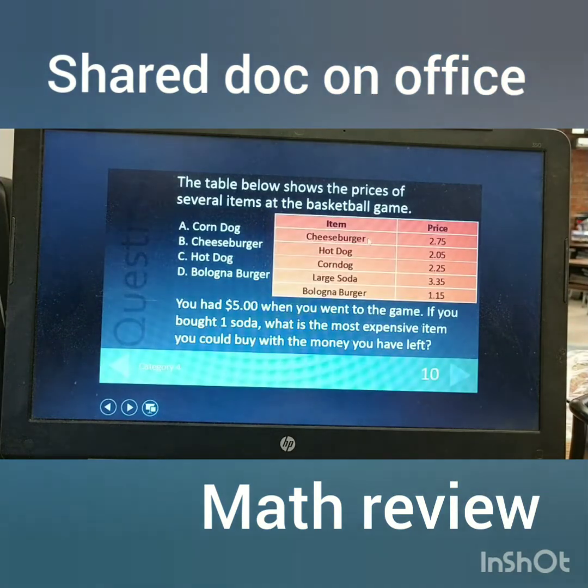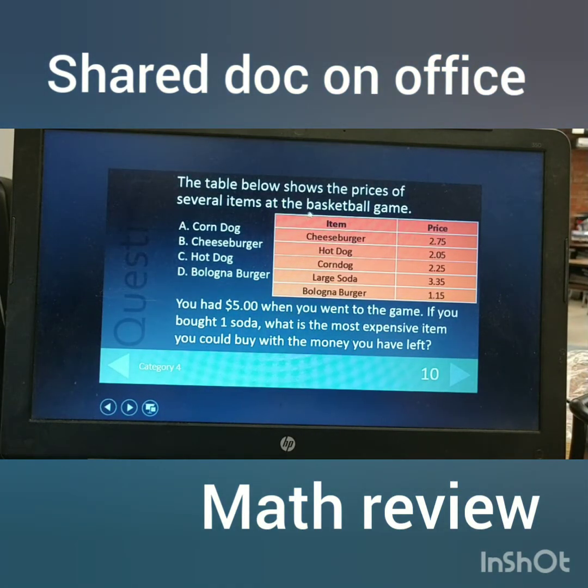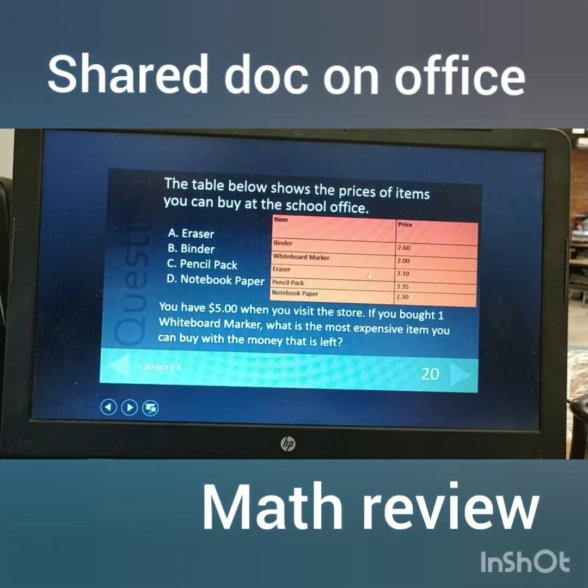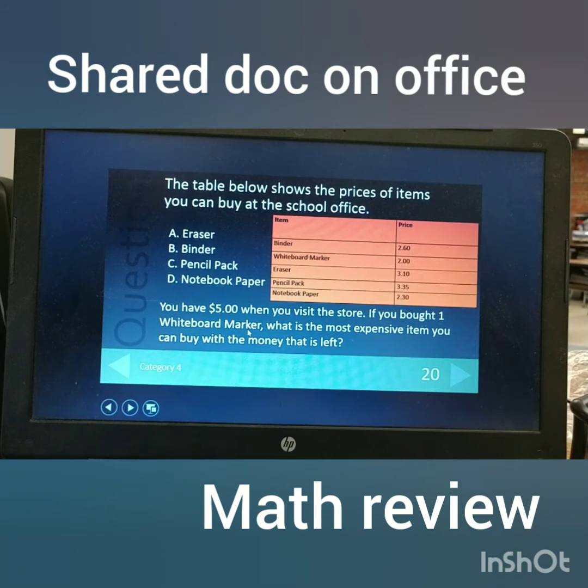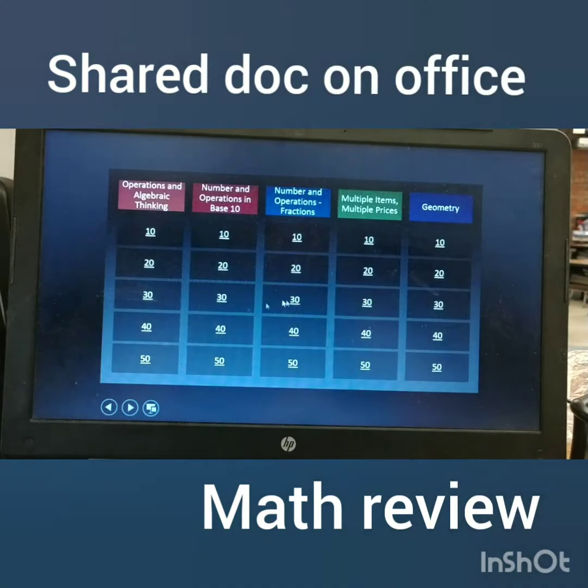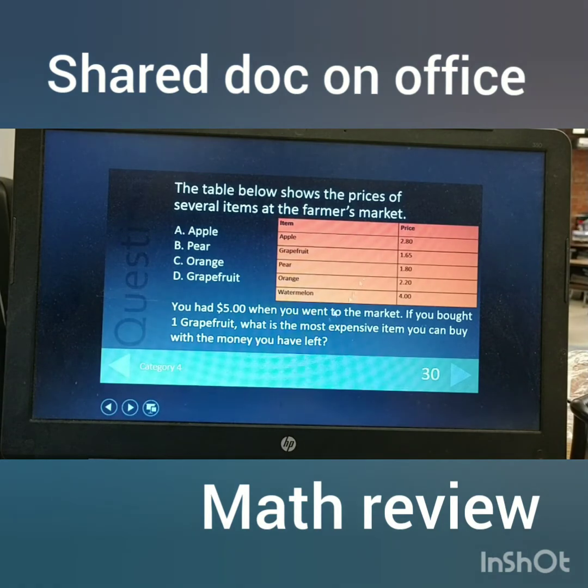Multiple items, multiple prices. The table below shows the prices of several items in a basketball game. If you have $5 when you went to the game, if you bought 1 soda, what is the most expensive item you could buy with the money you have left? You have $5 when you visit the store. If you bought 1 whiteboard marker, what is the most expensive item you can buy with the money you have left? You have $5 when you went to the market. If you bought 1 grapefruit, what is the most expensive item you can buy with the money you have left?